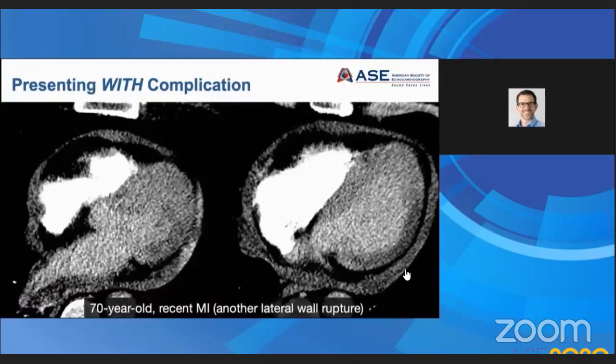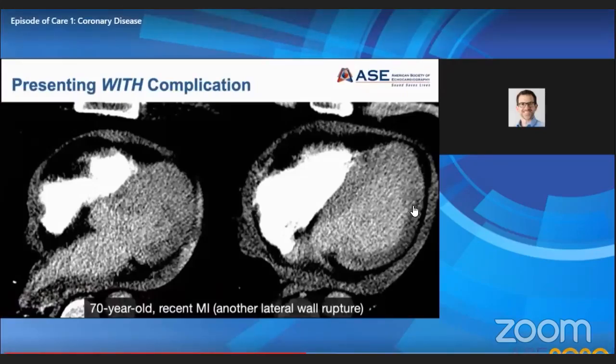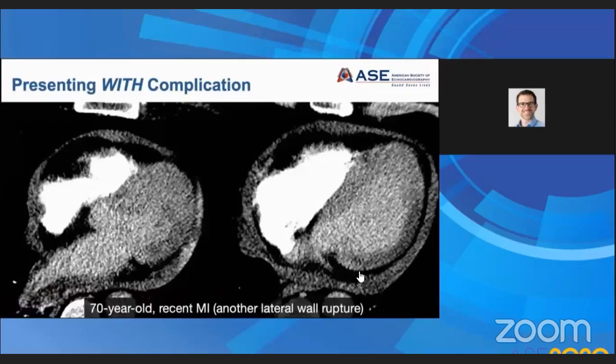These are windowed harshly so you can see the edema within the lateral wall, and really lack of perfusion from a recent infarct. On the left-hand image, there's slightly increased attenuation of the pericardial fluid. This is again a patient with hemopericardium, and that's a little bit of contrast that's actually leaking into the pericardium. So even though we don't see the rupture, we infer that it is likely there.